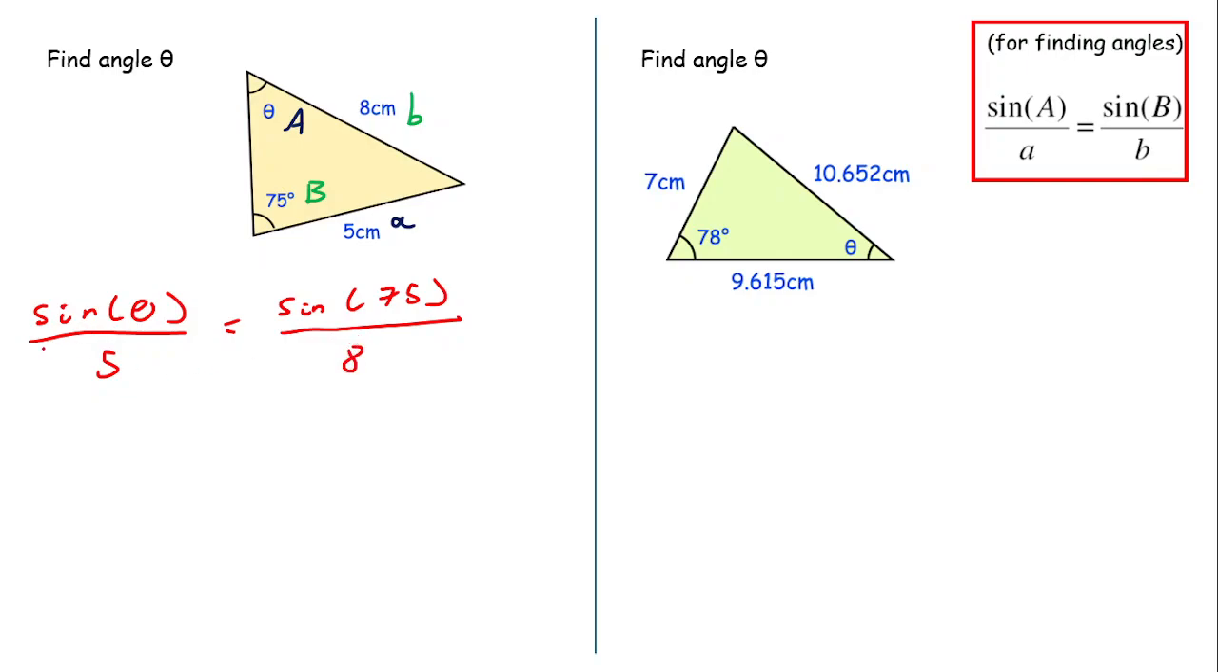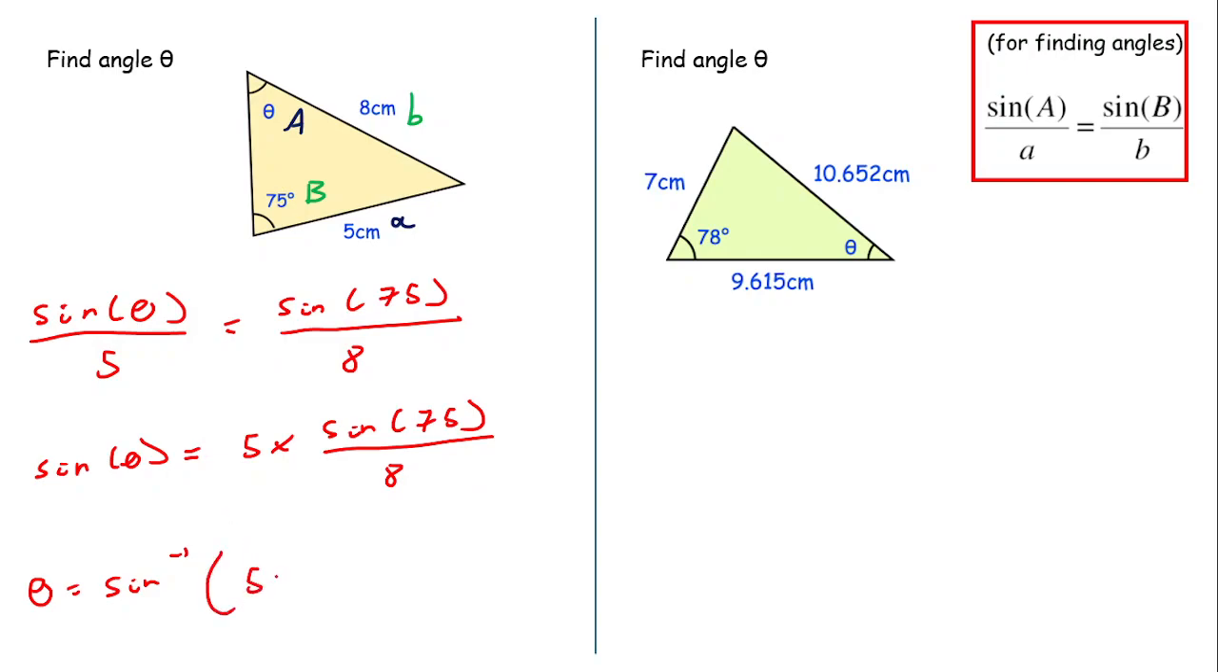So to do some rearranging here, we've got to get rid of that dividing through by 5, so we can times both sides by 5, so we'll get sine theta is equal to 5 multiplied by sine 75 over 8. We're trying to find theta. To get rid of that sine, I can take the inverse. So sine inverse of everything here, and it is everything. So you've got to put the whole thing into brackets, which is very important.